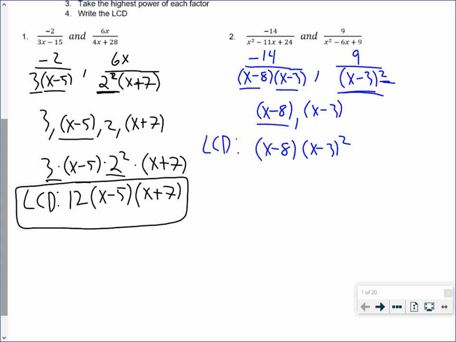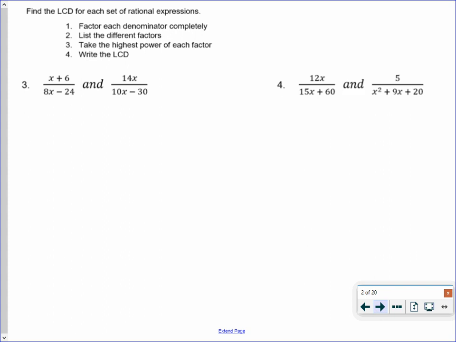And I'm not going to FOIL it out. So that right there is my LCD. Okay, so let's go on to number 3.